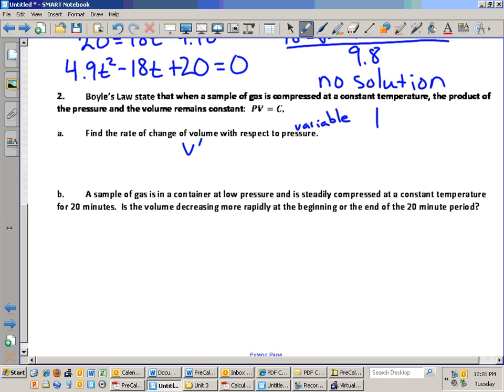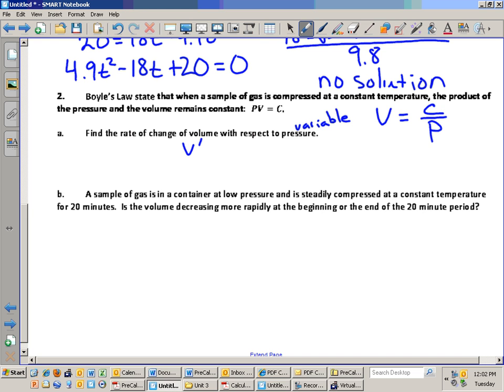Very good. So volume is equal to the constant, which is just some number, say 4 or -3 or whatever, divided by the pressure. That's what you wanted. So we're writing it in terms of the volume. Pressure is our variable. And it says find the rate of change of that. So I want to find V prime. So I want to take the derivative of that.